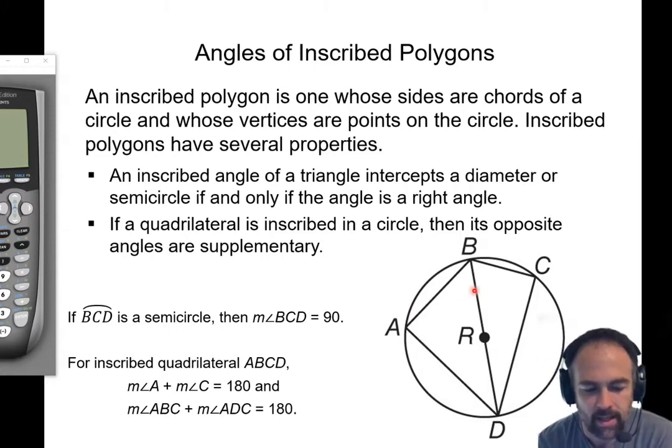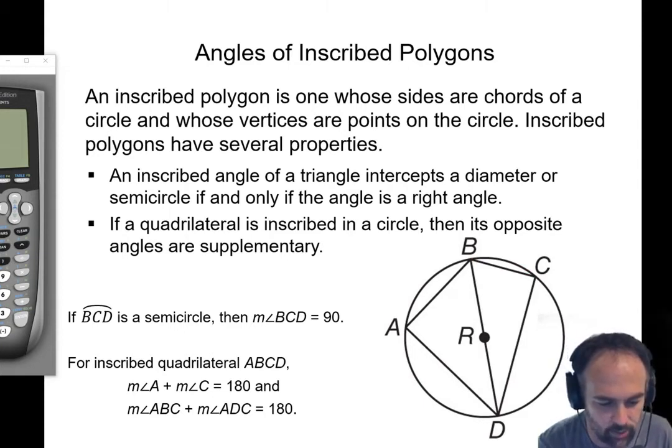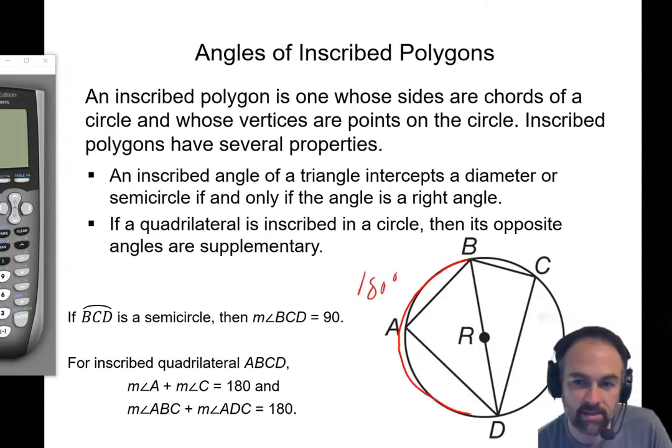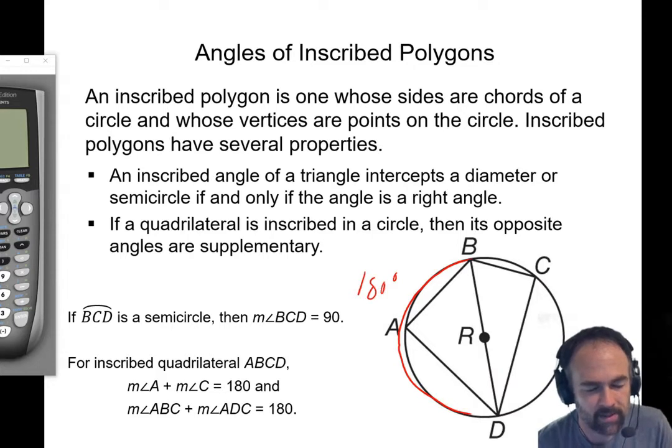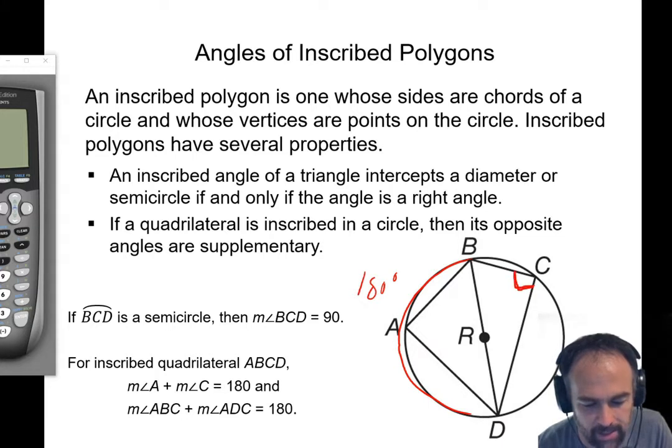Okay, so if an inscribed angle of a triangle intercepts a diameter, here let's focus on triangle BCD. Notice that angle C, its intercepted arc is arc BAD, which is a semicircle. Important here, BD is a diameter. Well, this over here is going to equal 180 degrees. So arc BAD is 180 degrees, which means that the inscribed angle is exactly half of that. Therefore, angle C must be a right angle.